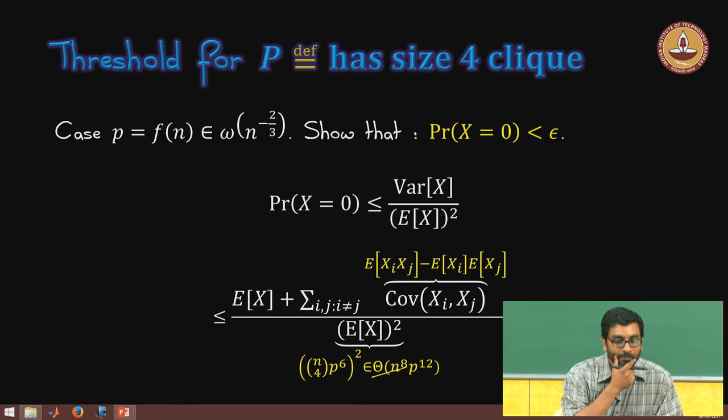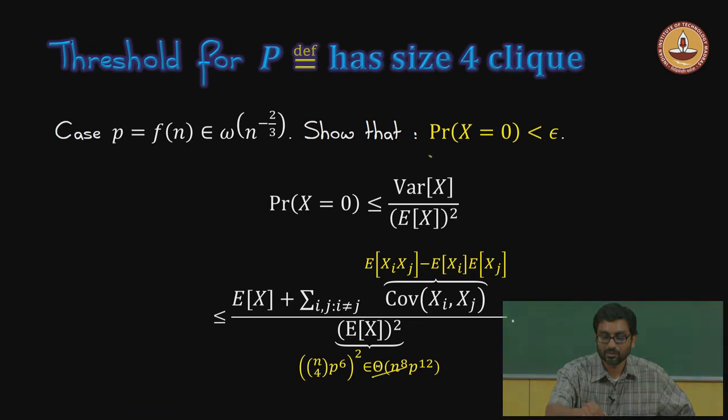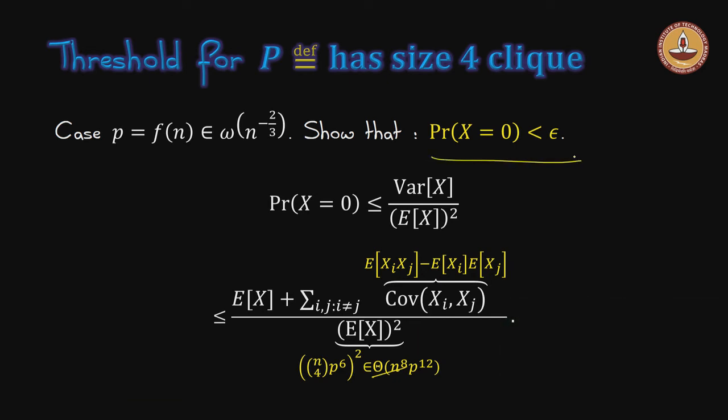Okay. So, just to recall, we want to show that the probability of x equal to 0 is at most epsilon, and we are applying the second moment method, and we have a way to bound the variance, which is what is written over here. Okay. Expectation of x plus the summation of all the covariance terms.